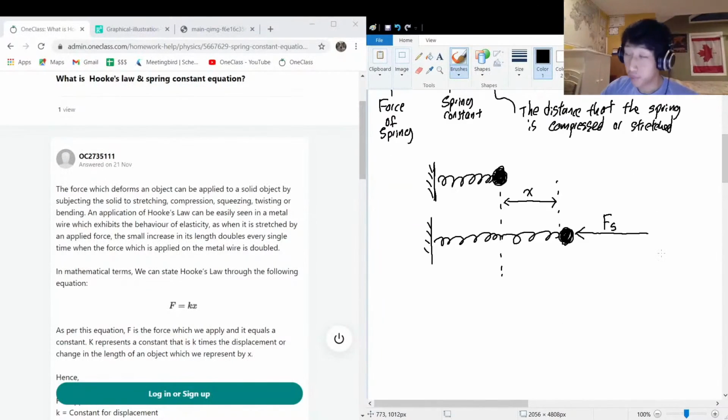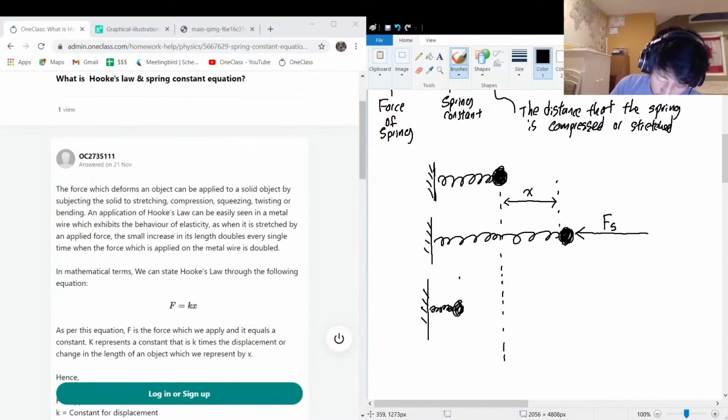Now, if we were to compress the spring, maybe looking something like this, we would see that this distance is going to be, let's call this x1 and call this x2. And we could see here that the force would be this way. Fs, trying to return to its unstretched natural spring position.